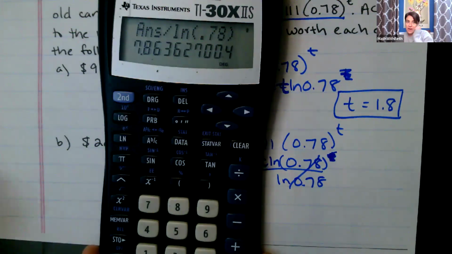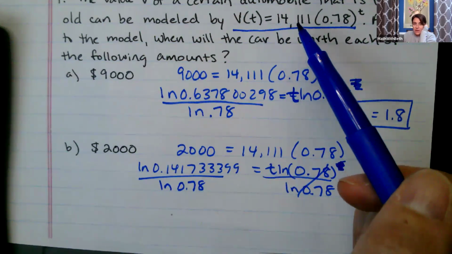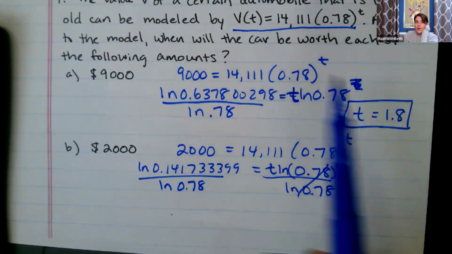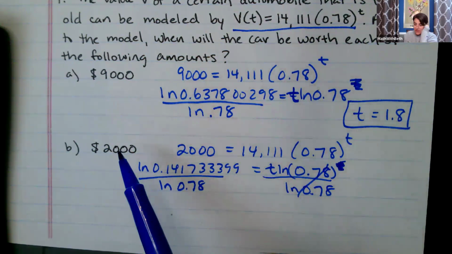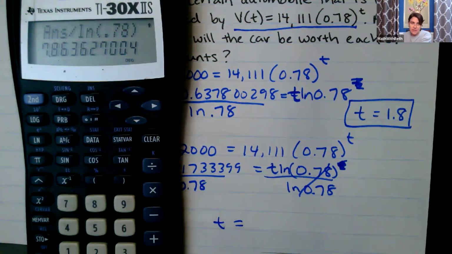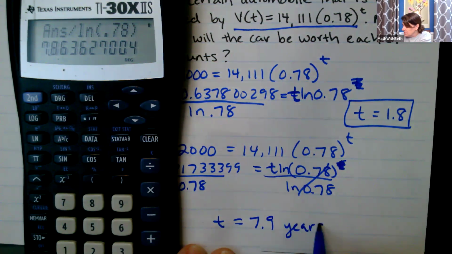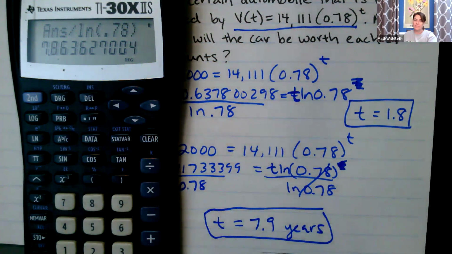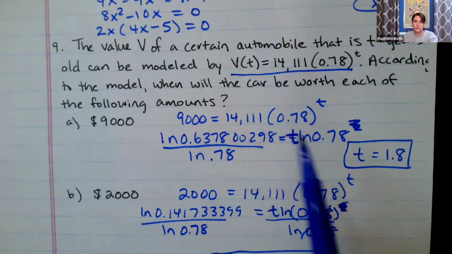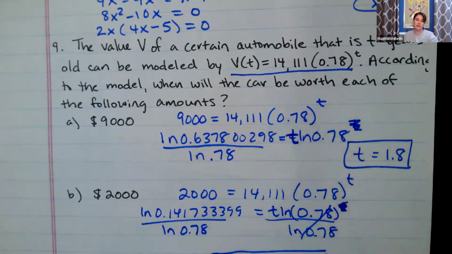And it makes sense that this is a bigger answer, right? Because if my car started being worth 14,000 something, it would make sense that it went down to 9,000 after almost 2 years, but it would go down even more to 2,000 after more years. So always think with word problems, does my answer make sense? Yes, it would make sense that it would be something like 7.9 years. Okay. So this one's actually not too bad as long as you get used to the trick of doing ln of both sides of the problem in order to bring that exponent out front.